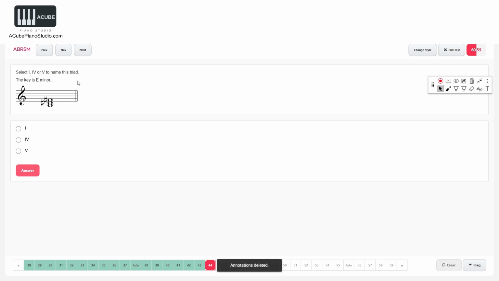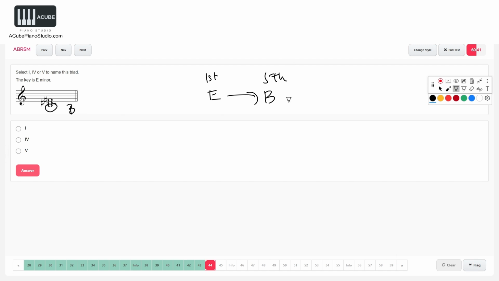The key is E minor, so I start off with E as the first. Then let's look at this. What note is this? This is B, right? So E, F, G, A, B. So it's the 5th, okay? So therefore, it's the 5th chord or the dominant chord.